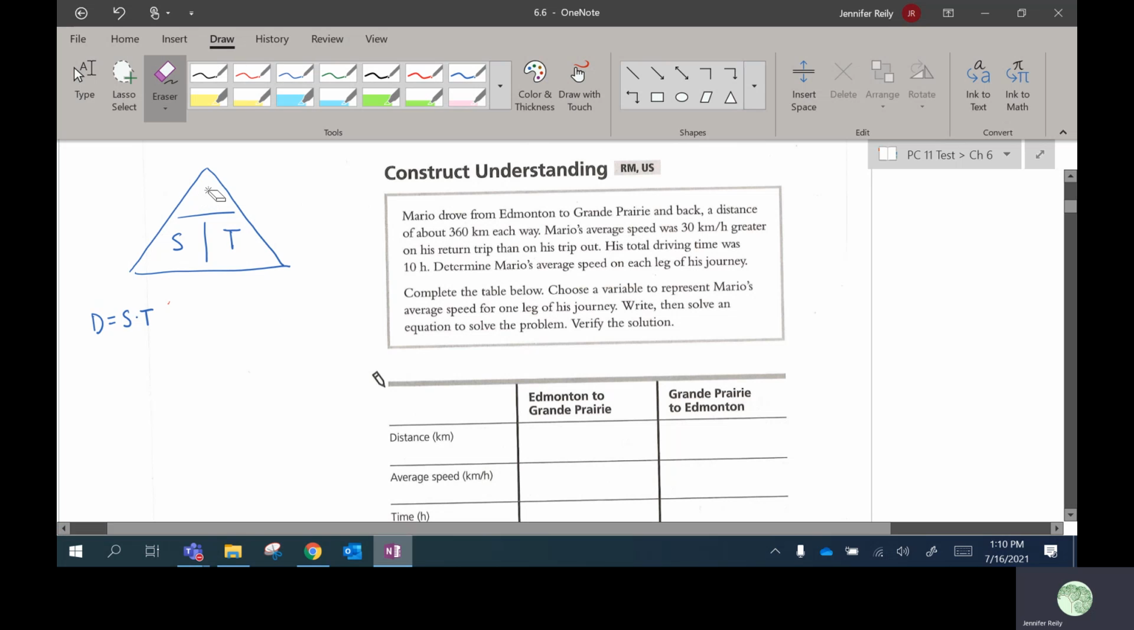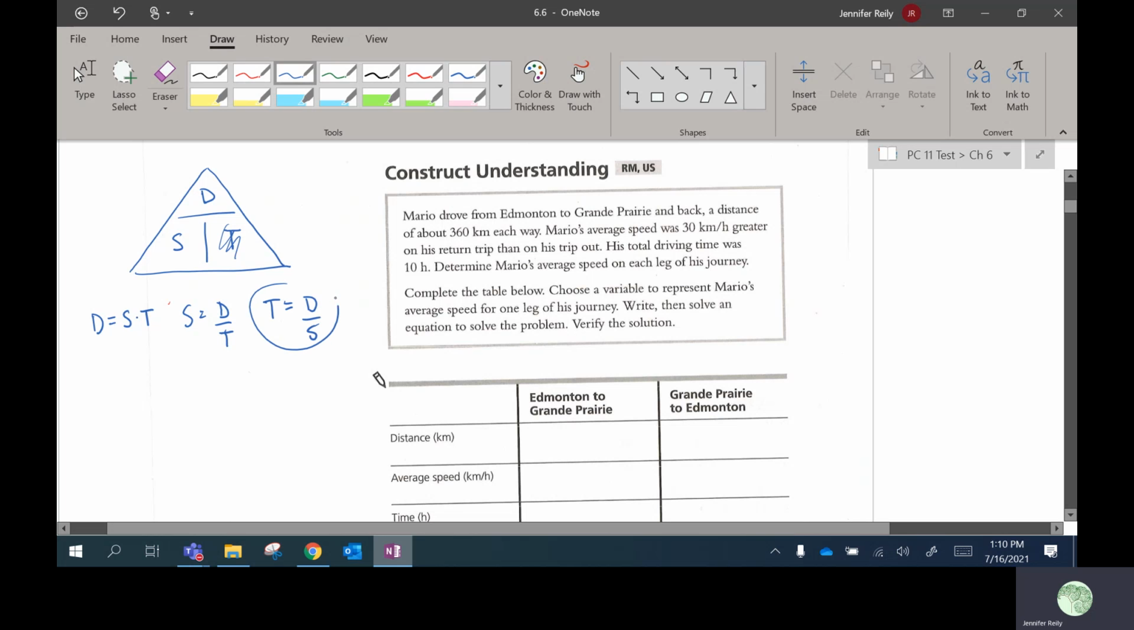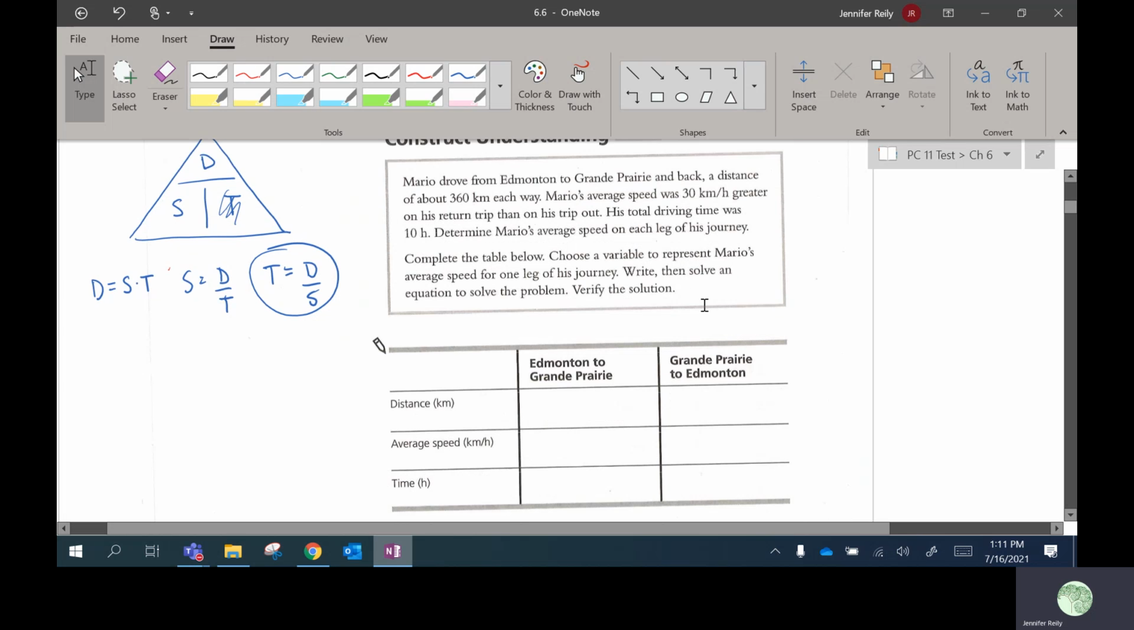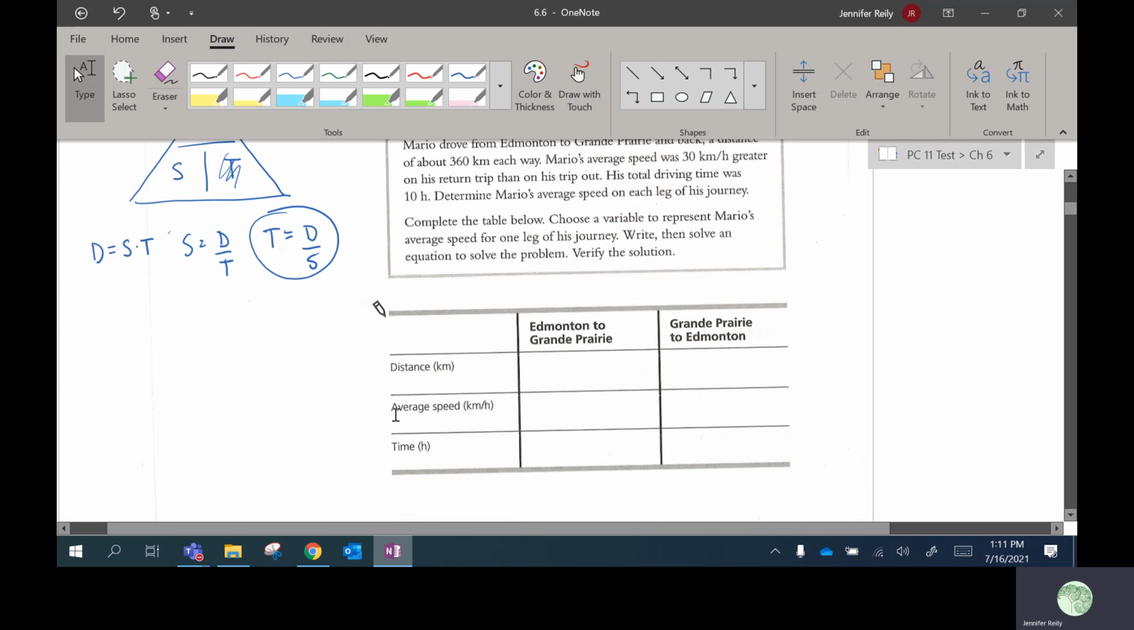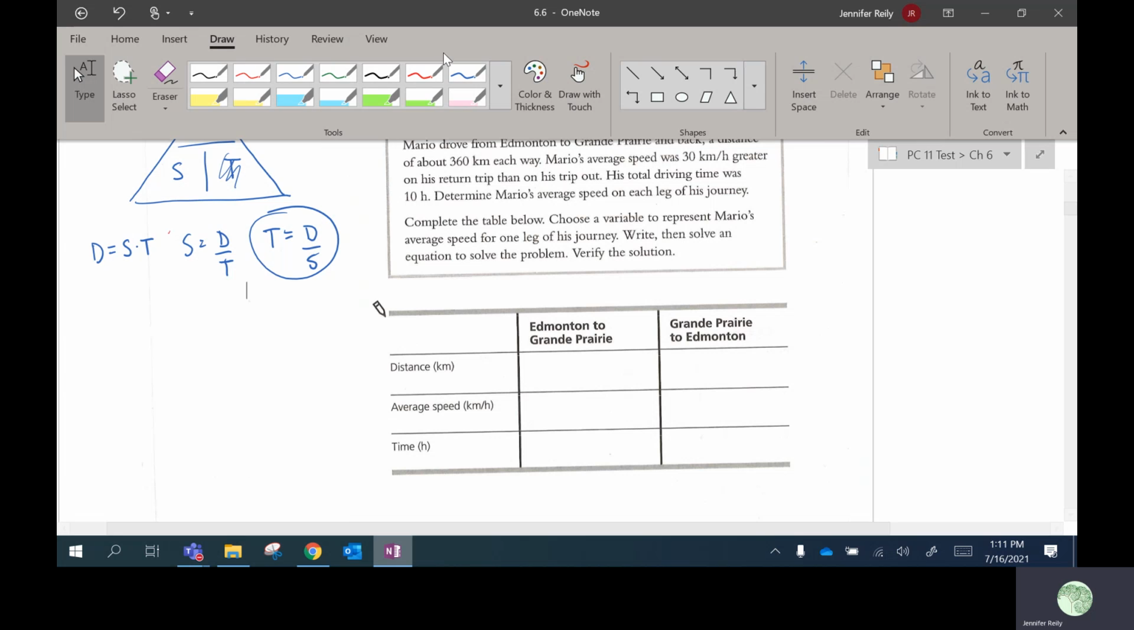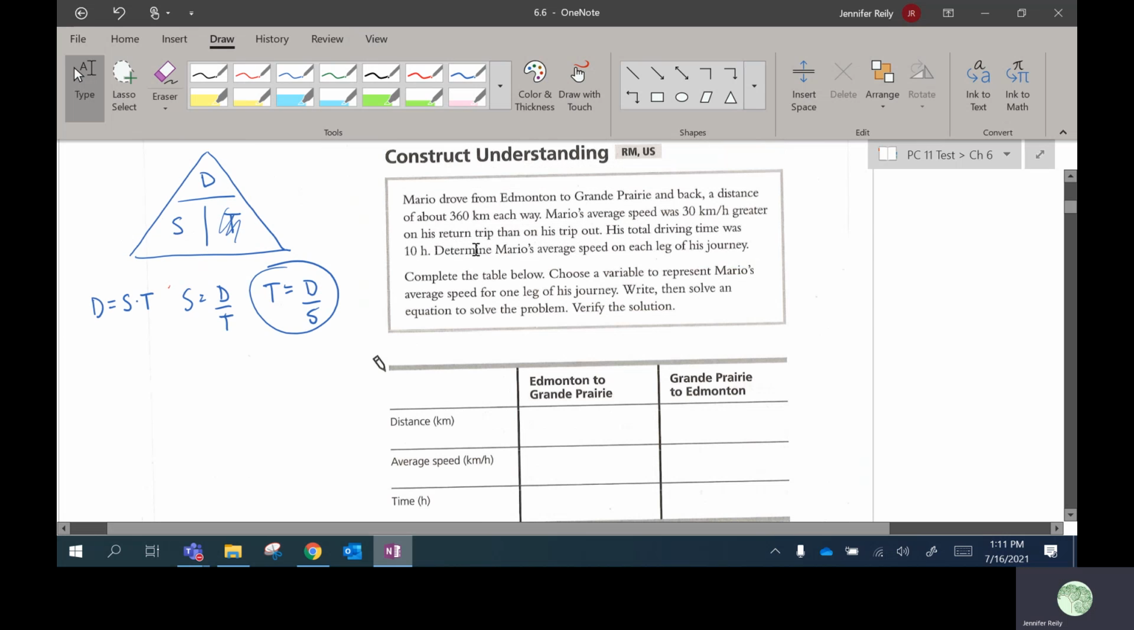Let's say now you want to solve for speed. You would cover speed up and it would be distance over time. So speed is distance divided by time. And then covering time up, you'll see it's distance divided by speed. We're going to use this one in the example. The other thing we're going to do is, as we read through the example, we're going to set up a little chart with distance, speed, and time. This just helps us organize the information that we're given.